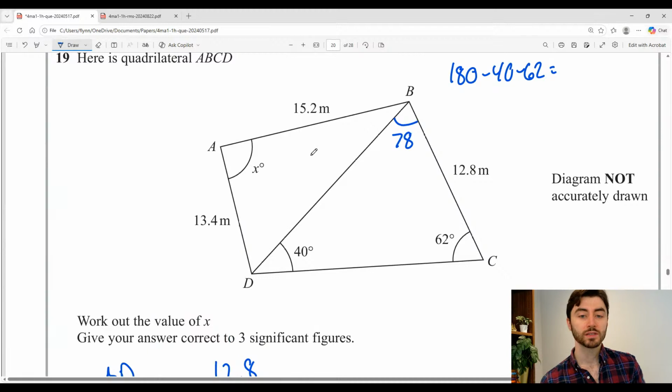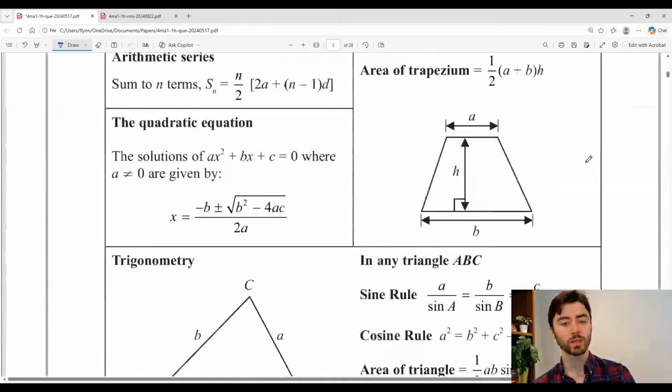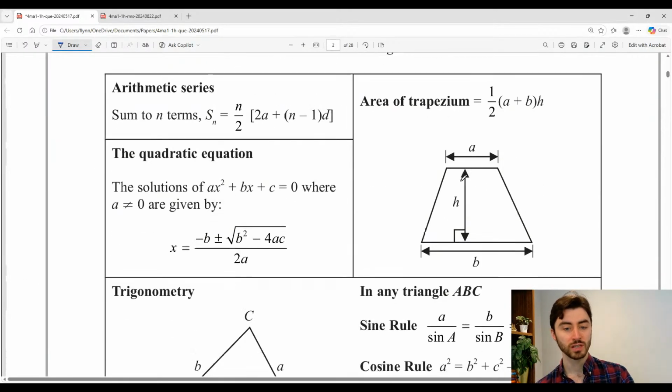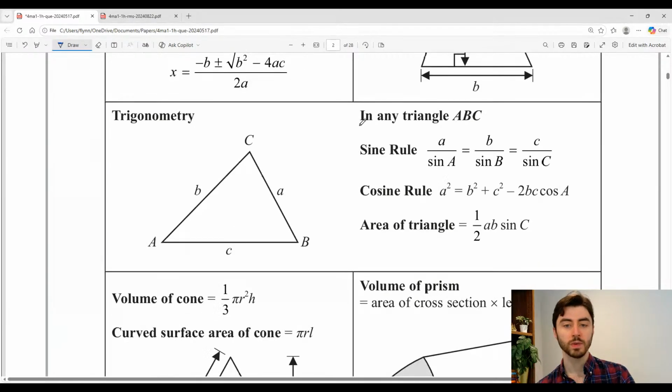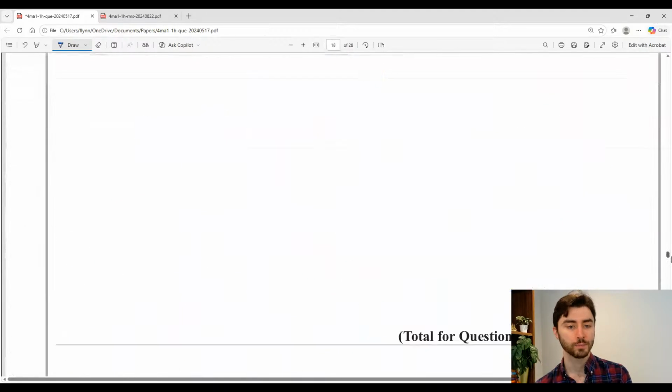Then my context clues here are that I have 3 sides and I'm looking for an angle. So that is going to be done from the cosine rule. Now, a reminder, if you cannot remember the rules, they are given here on your formula sheet. So here we have our sine rule and our cosine rule. So I'm going to rewrite the cosine rule as given.